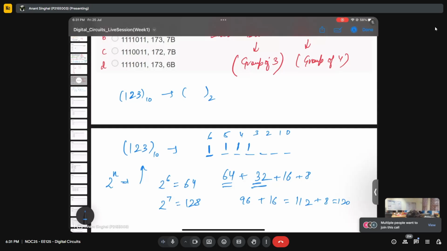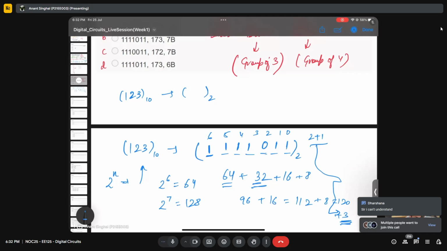Now what I want to do is just add 3 to this particular number, right? To add 3, I cannot add 4, right? Because if I add 4, it will become greater than 123. So what I can do is write 1 1 here, so that 2 plus 1 will give me that particular requirement of 3. So this particular number is basically nothing but 123 to the base 2. Make sense?